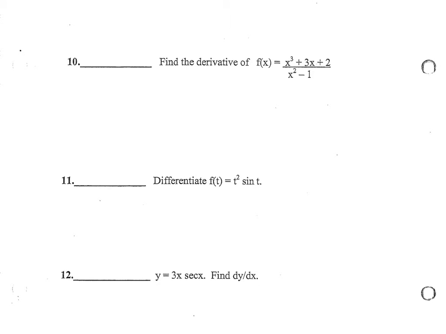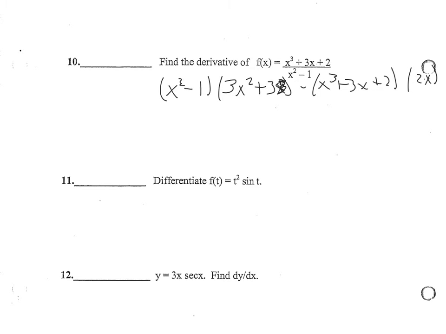Alright, so let's do number 10. Now this does take a quotient rule. So this would be, bring the denominator up, x squared minus 1 times the derivative at the top, which is 3x squared plus 3, minus the numerator x cubed plus 3x plus 2, times the derivative of the denominator, which is 2x, all over x squared minus 1 squared.